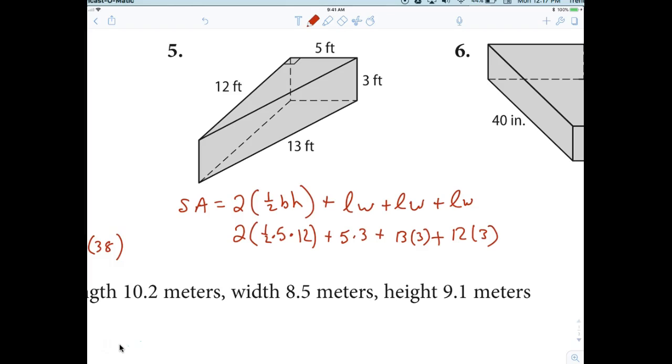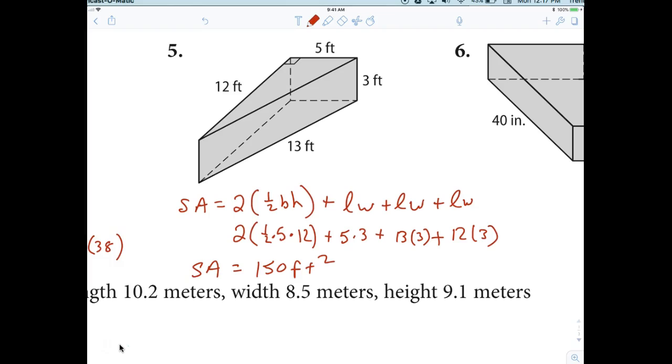Surface area. Area of all the surfaces. So somebody type that in the calculator and tell me what that is. 150 what? Good, 150 square feet. Everybody good? Anybody have any questions?